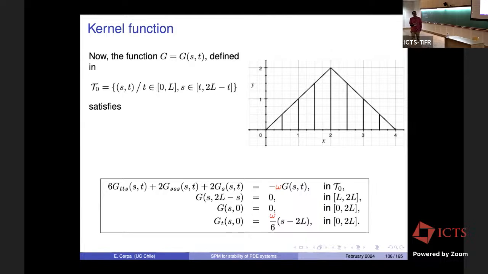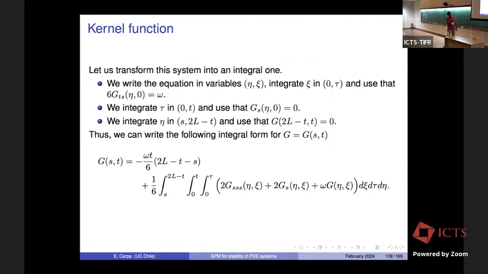What is nice is that here you have this term G_tts. So you can take this one, write in all this integration, and obtain the following equation. We write the equation in variables ξ, η, and we integrate using the boundary conditions. In the slides, I describe how you can use the different boundary conditions, and the order in which to integrate with respect to each variable. So we obtain this one.